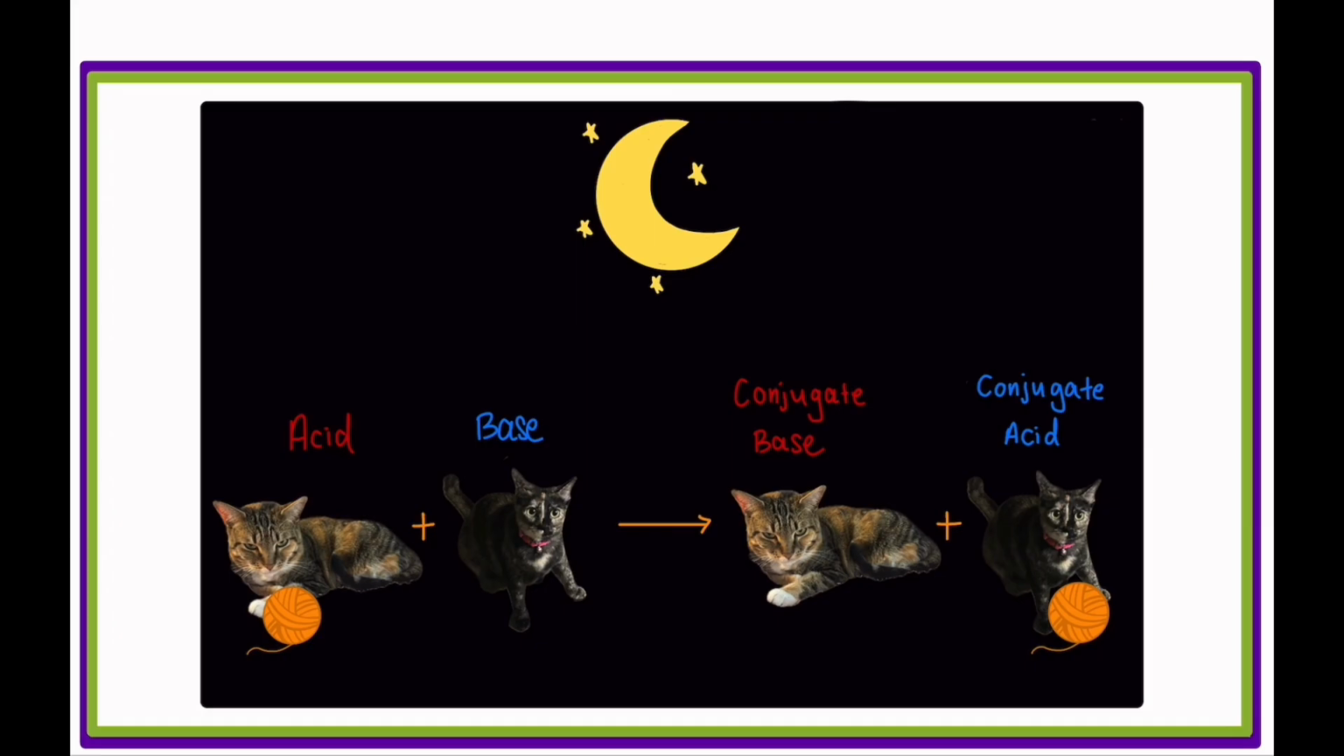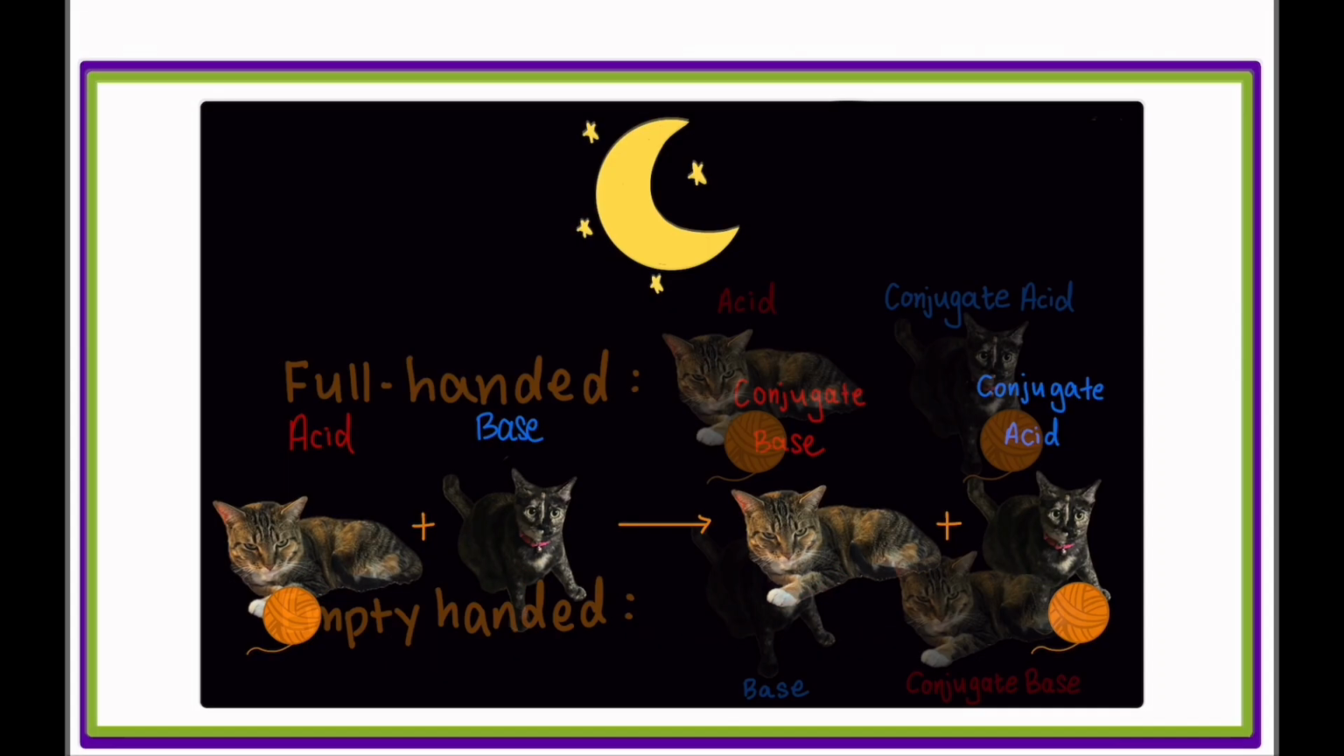On the reactant side, the acid cat has the ball, while the base cat does not. And on the product side, the conjugate acid cat has the ball, while the conjugate base cat does not. The OG acid or base transform into their conjugate forms after they donate or accept a proton, respectively. So just remember that the OG acid cat throws the ball and becomes the conjugate base, while the OG base catches the ball and becomes the conjugate acid.